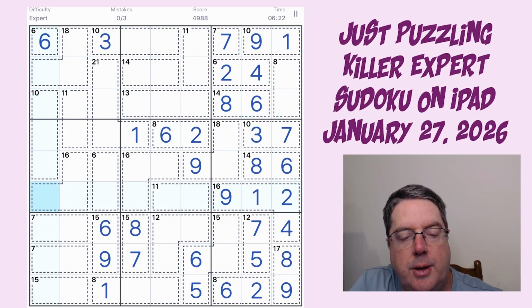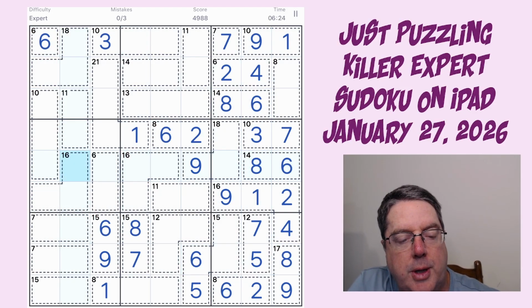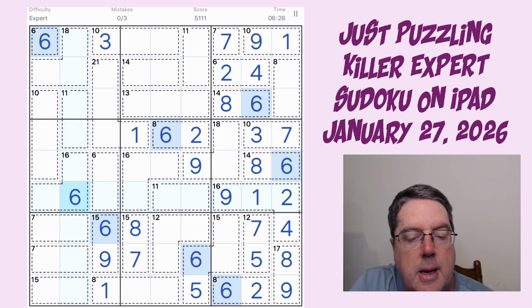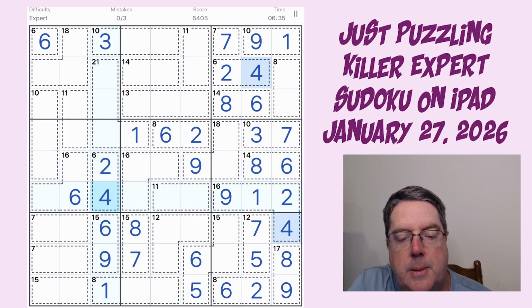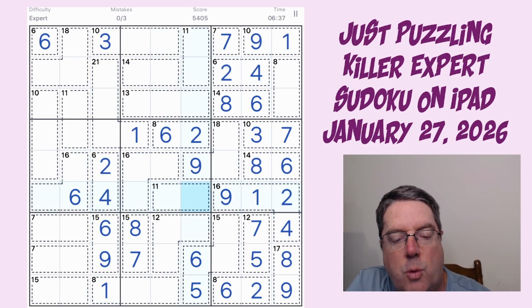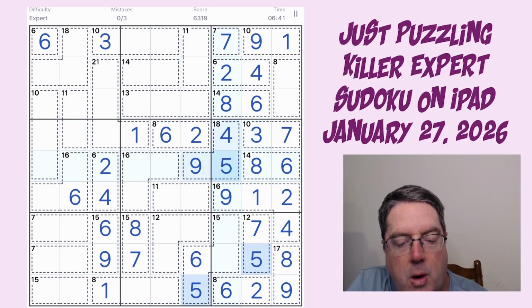6 comes down here, 6 comes up here, 6 comes across here, so that's a 6 there. This is 2 and 4 here because of the 1. 2 can't be here, so this is a 2, leaving this to be a 4. Alright, so 4 can't be here, so 4 is one of these two. 4 can't be here, so 4 is here, leaving this to be a 5.